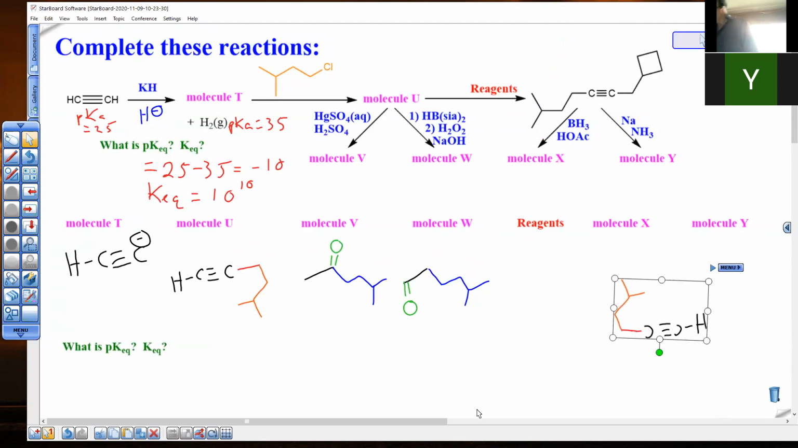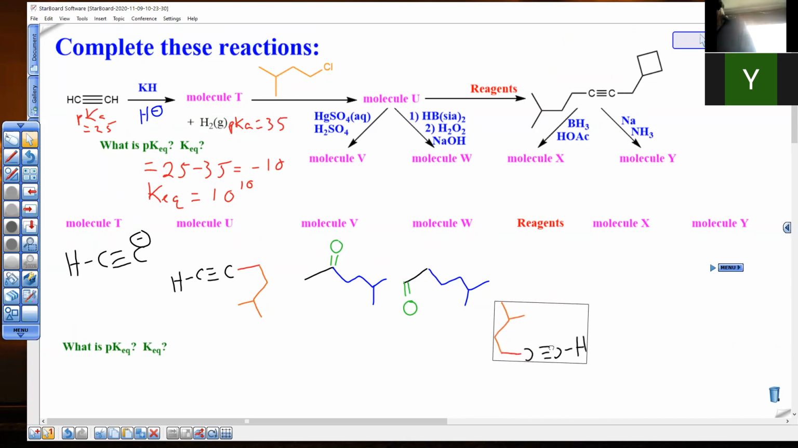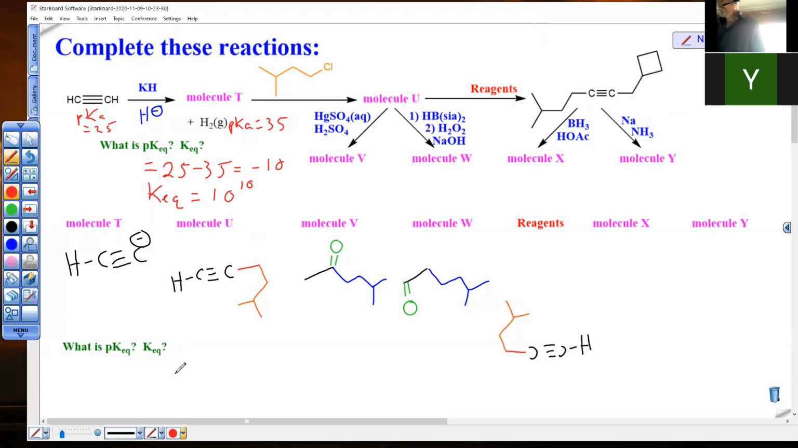So the reagents to get from here to there. One, take the H off. You want to just use H minus again. Don't reinvent the wheel if you don't have to, kind of thing. H minus. You don't even have to give me a spectator. And then I need this five carbon group that has a leaving group on this position.